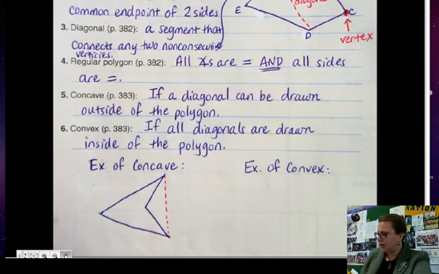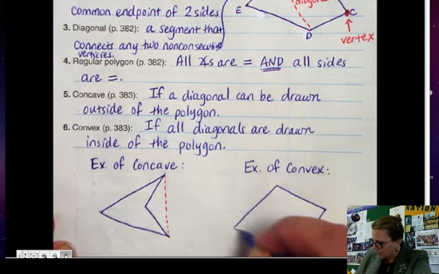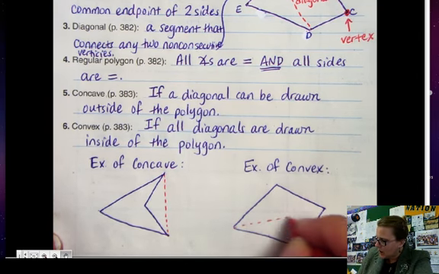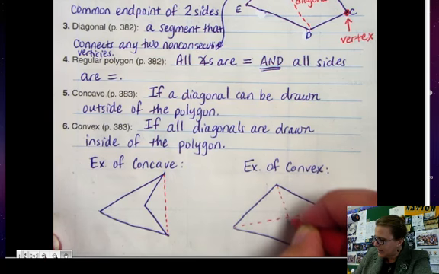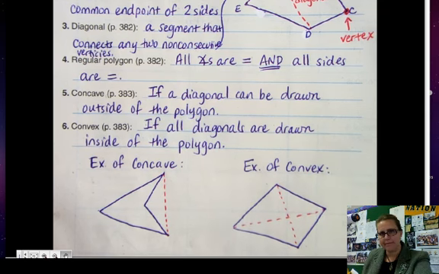An example of a convex polygon would be this, in which all the diagonals are inside the polygon. There is no diagonal that's outside of the polygon, so it is convex. Okay?